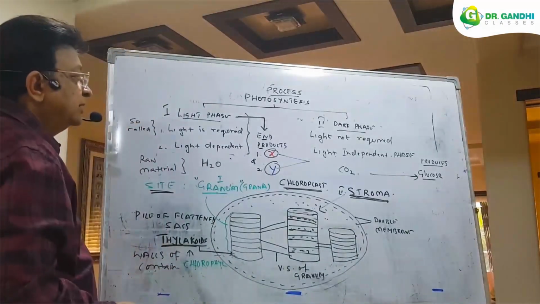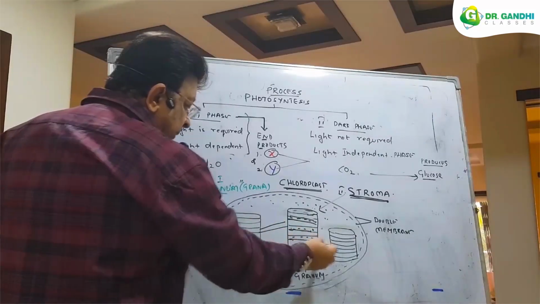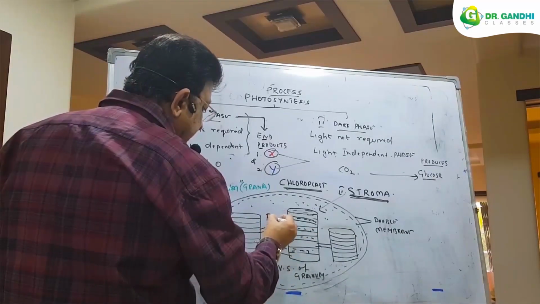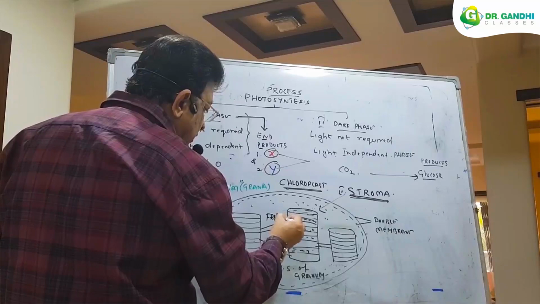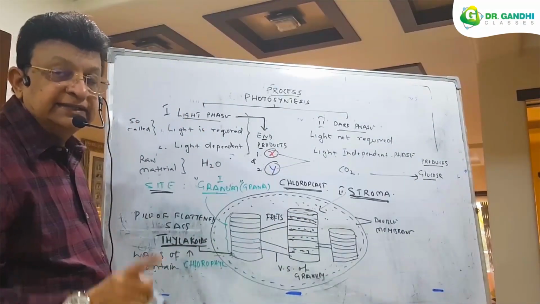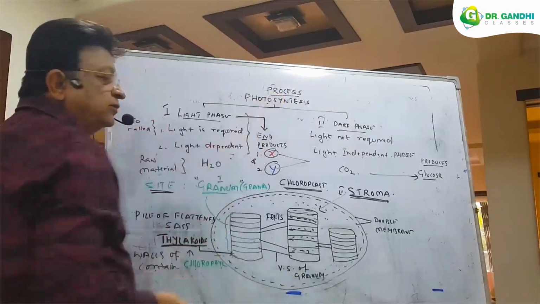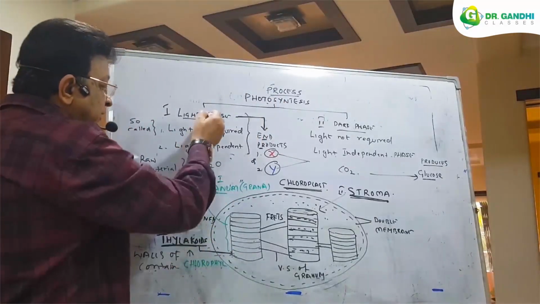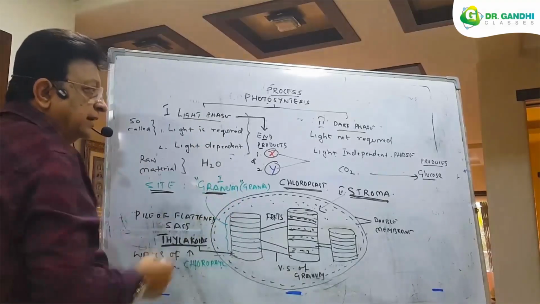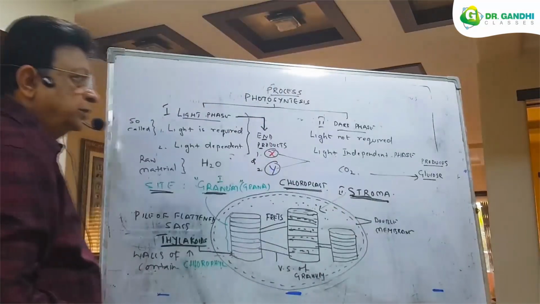Before I forget, the piles are connected by channels called frets, of no significance for you in the exams, but you have to label it. We begin with the process of photosynthesis. The light phase occurs in the grana. The dark phase occurs in the stroma.